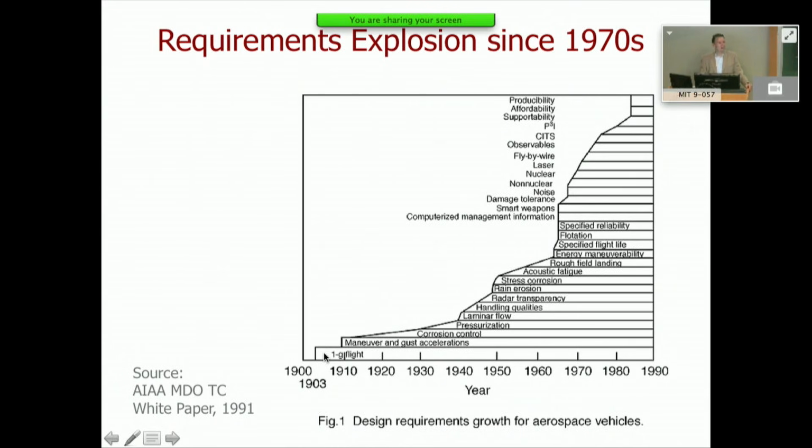So first, heavier than air flight, 1903, the Wright brothers, right? 1G flight. What is the requirement for 1G flight? Get off the ground, and stay off the ground for at least a few seconds, right? Not just ballistic. That's the requirement. Get off the ground. Heavier than air flight. Yeah, big success, big milestone.